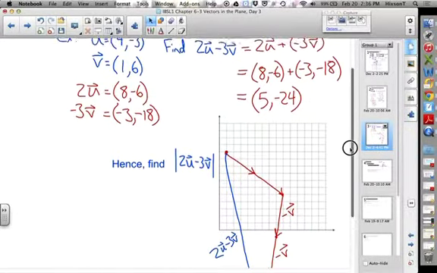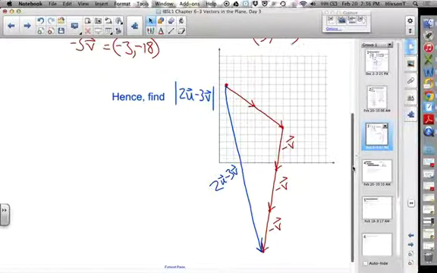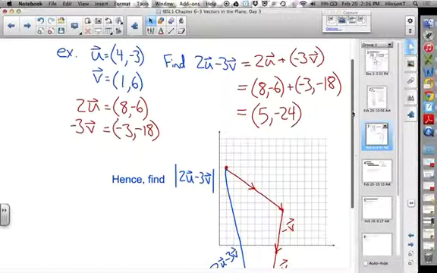If you look at 5, negative 24, to get from here to here, we went over 5 and down 24. But as you can see, drawing it is a pain, so we don't want to have to bother with that. That's why we do it algebraically. Do we need to draw a picture during the test? No, not unless you're asked to. But I want you guys to relate what you've been doing geometrically and drawing to what we're doing now algebraically.